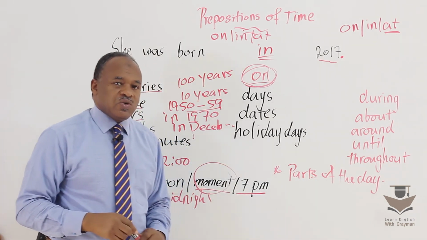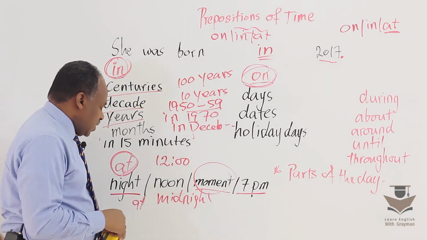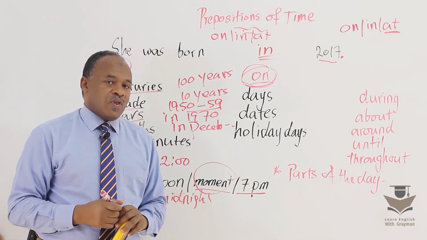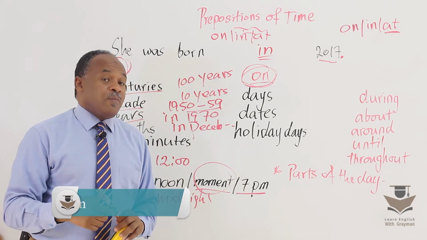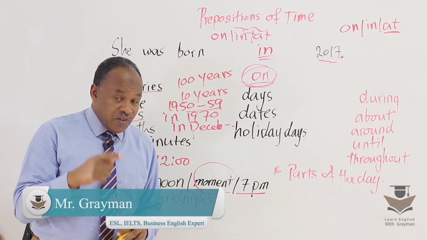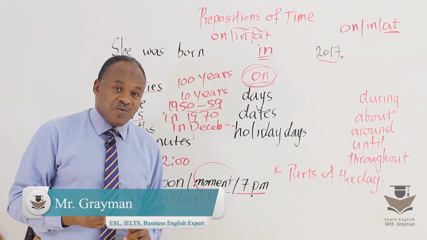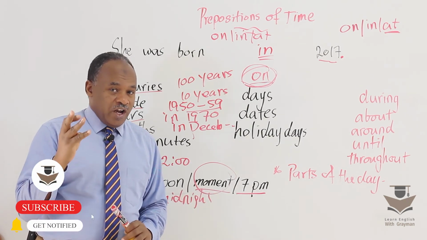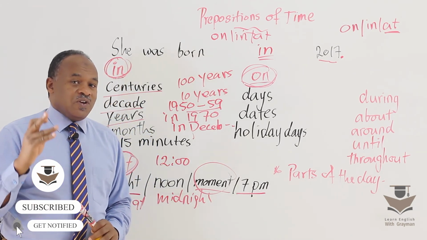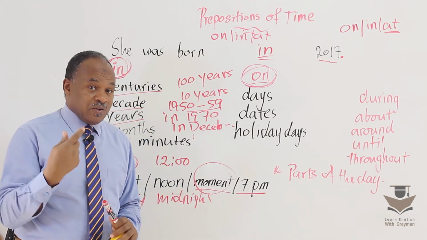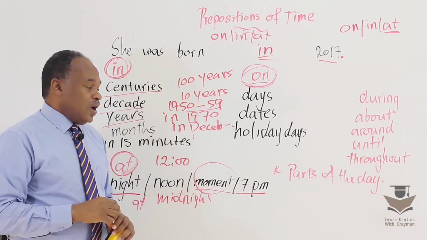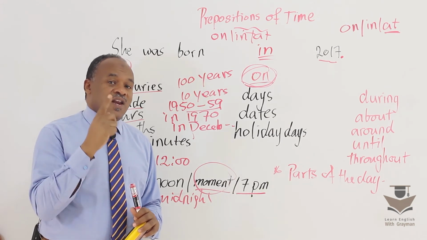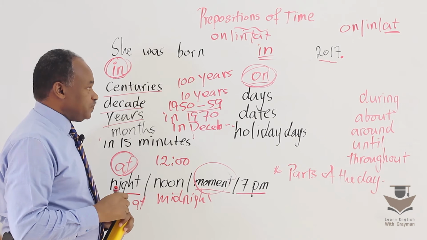What about the other parts of the day? Put a note here for me just to remember to talk about the parts of the day. It is night, noon, and what about morning? We say in the morning. What about afternoon? We say in the afternoon. How about evening? We say in the evening. So the parts of the day, we say in the morning, in the afternoon, in the evening. I'm repeating because I didn't write them down for you. And what about sunset and sunrise? We say at sunset and at sunrise.